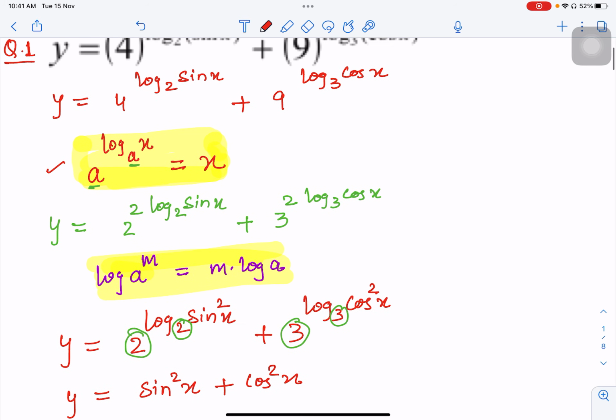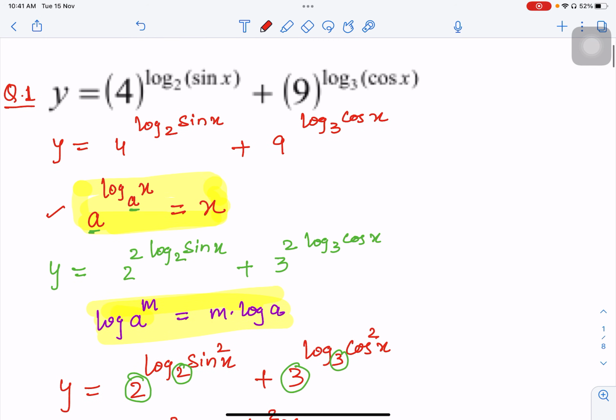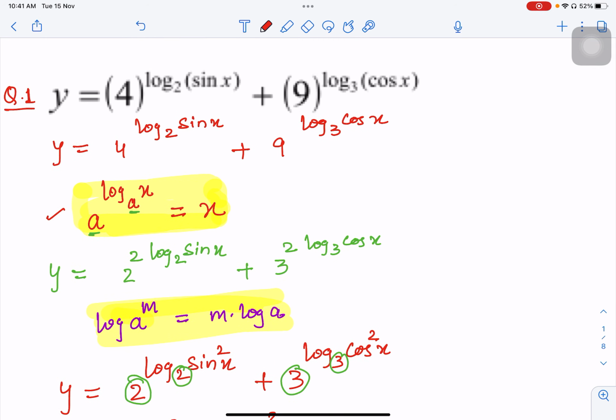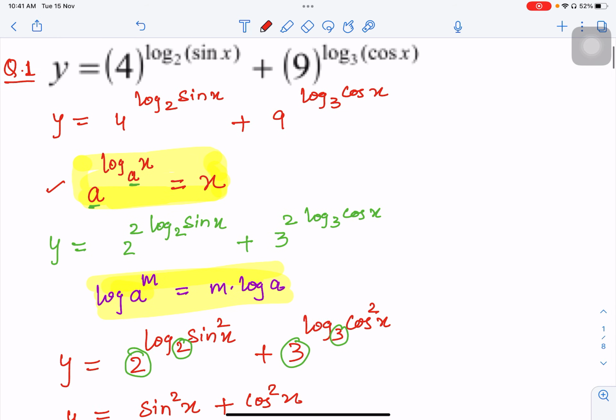Clear? This is the most important question. What they can do is they can change here, they can write something else. Let's say they can write 16 and here they can write 25. Numbers can change, but the pattern will remain same.